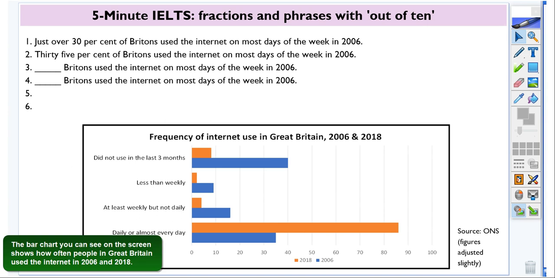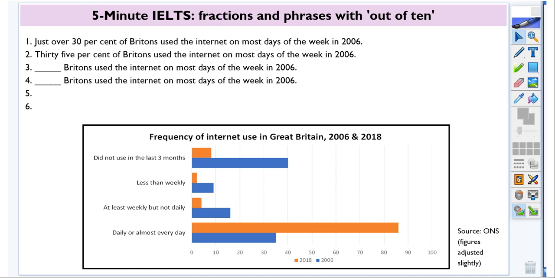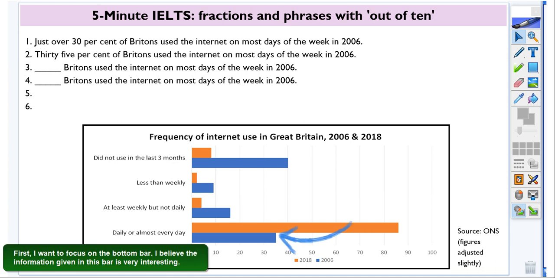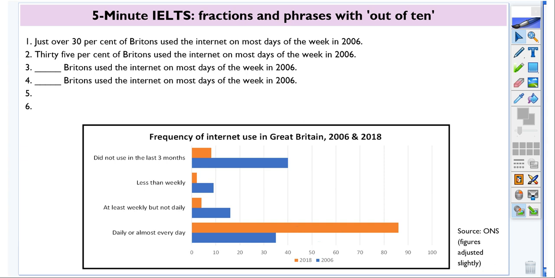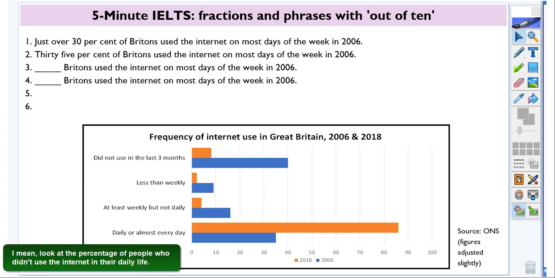The bar chart you can see on the screen shows how often people in Great Britain used the internet in 2006 and 2018. First, I want to focus on the bottom bar. I believe the information given in this bar is very interesting. I mean, look at the percentage of people who didn't use the internet in their daily life. There's such a big difference between then and now.